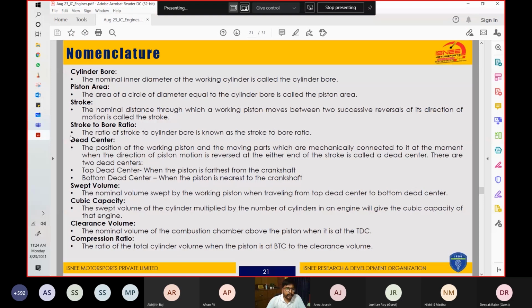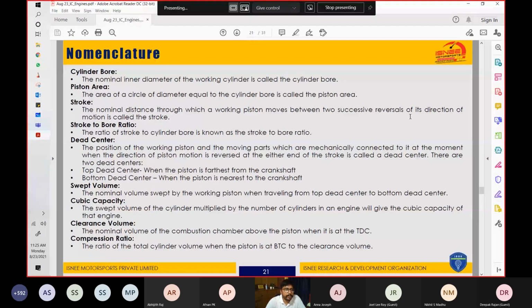Cylinder bore: the nominal inner diameter of the working cylinder is called the cylinder bore. Then you have the piston area: the area of a circle of diameter equal to the cylinder bore. I mean, from the top view, you will have the piston as a circular thing, and that is known as the piston area. Then stroke: the nominal distance through which a working piston moves between two successive reversals of its direction of motion is called the stroke.